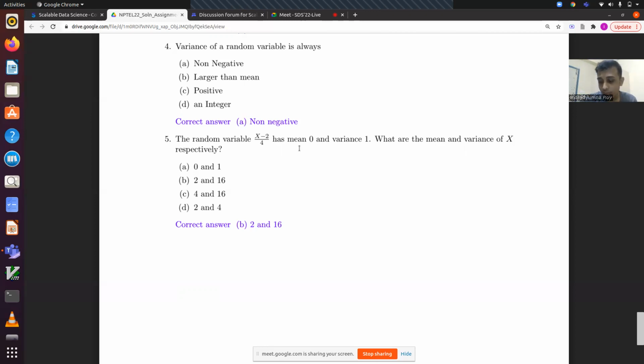Similarly for variance, how will you do it? Variance of x equals variance of 4y plus 2. Now variance of x equals 4 squared times variance of y. Variance of y is 1. So basically the 4 will become 4 squared, so 16. Okay, clear. Right.